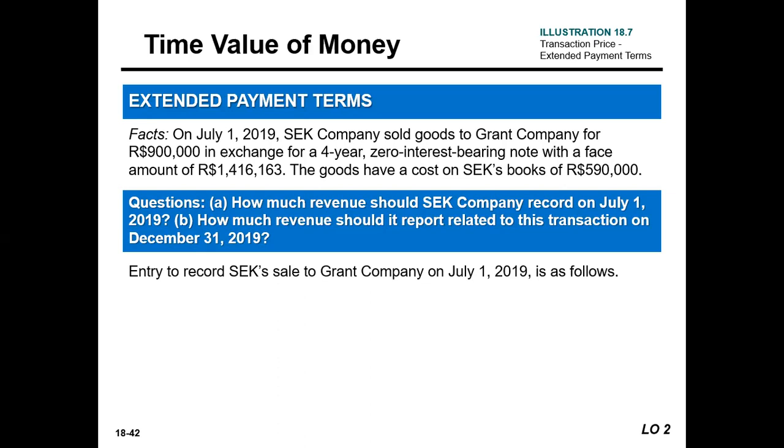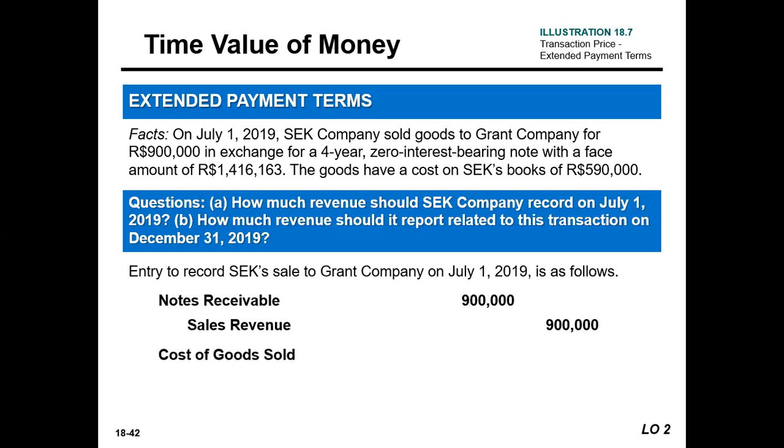So we have the entries here. Debit, notes receivable, credit, sales revenue. And don't forget to write the explanation afterwards. Then cost of goods sold, 590. And credit, of course, inventory. Again, the explanation follows.